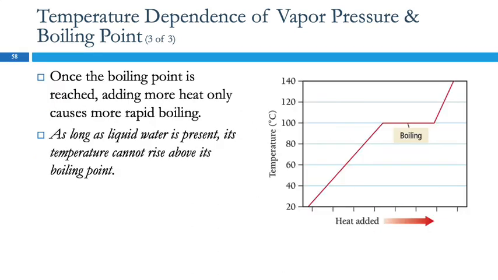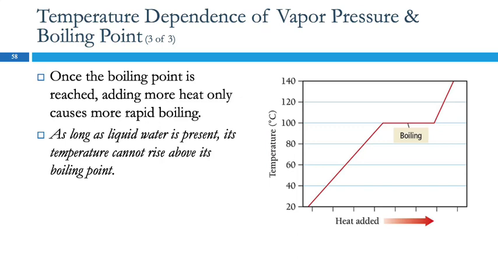So let's think about what happens to a liquid as we heat it up. Here we have the temperature in degrees Celsius, and we're adding heat as we go along. Here we're taking water at 20 degrees Celsius, we're adding heat, and the temperature goes up. And this seems reasonable, right? When we get to the boiling point, 100 degrees, and we keep adding heat, the temperature does not rise. It stays the same.